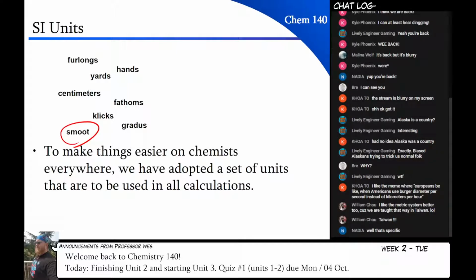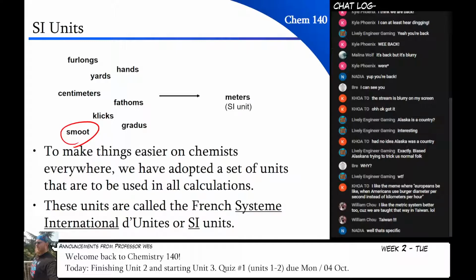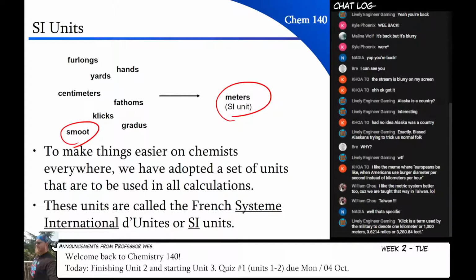So all of these units are extremely specialized for a very particular thing, which makes them kind of useless if I were to say, oh, my apartment building is 7 smoot tall. You don't understand what that is because you're not a civil engineer, right? So we've adopted a specific unit to do all of our calculations in. So anytime we use length in this class, we're going to use meters or some derivative of it.